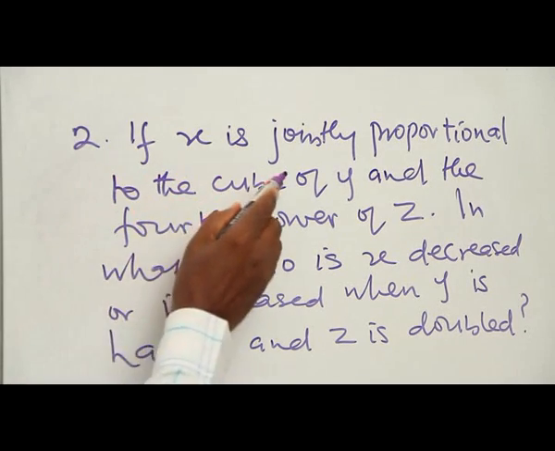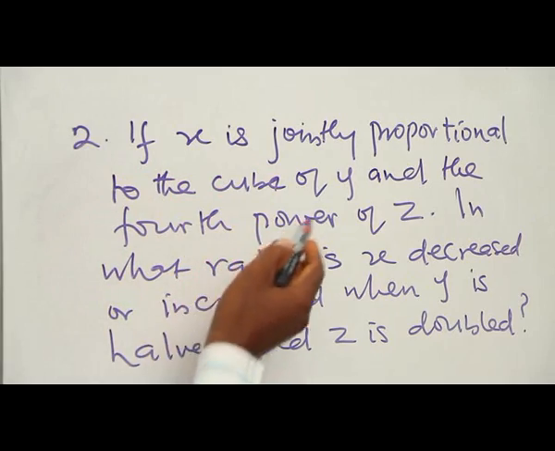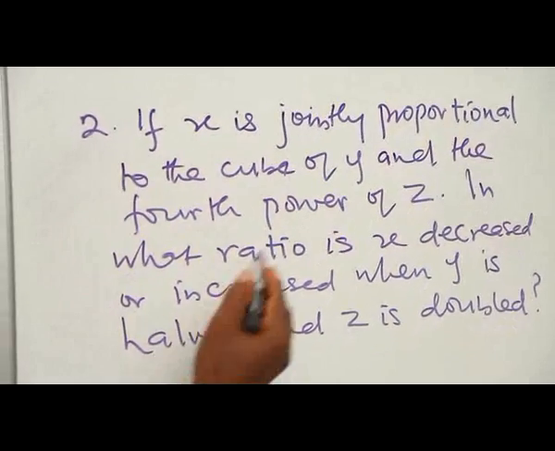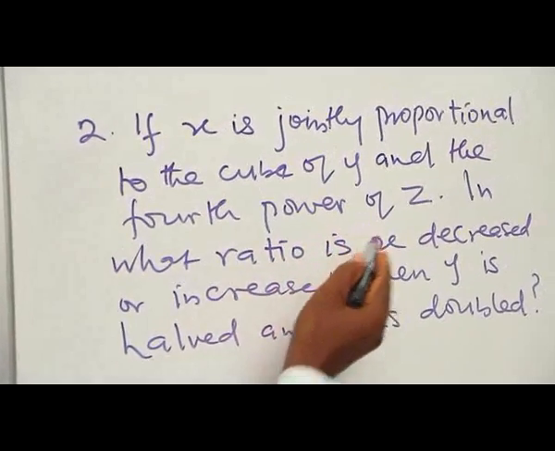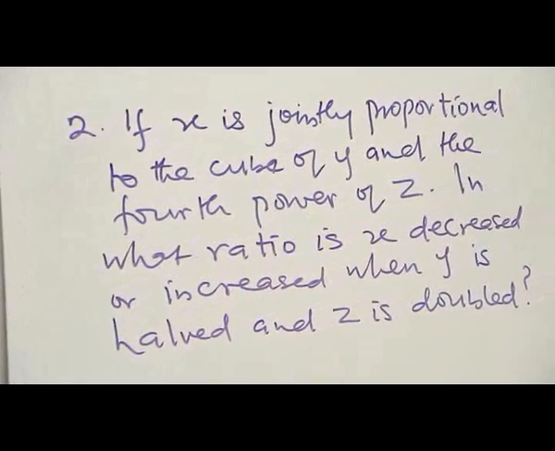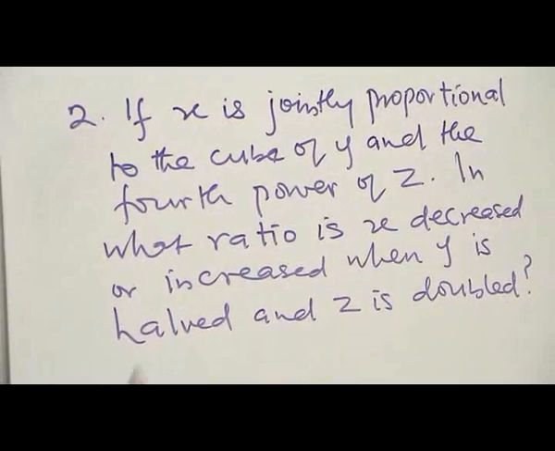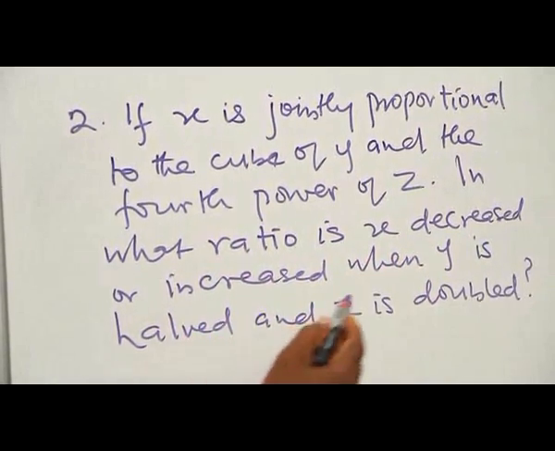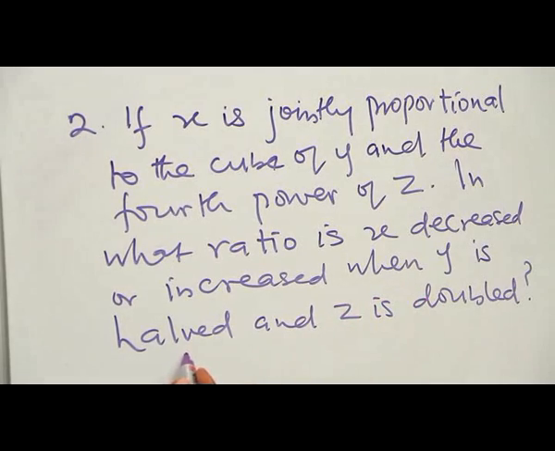If S is jointly proportional to the cube of Y and the fourth power of Z, in what ratio is S decreased or increased when Y is half and Z is double?